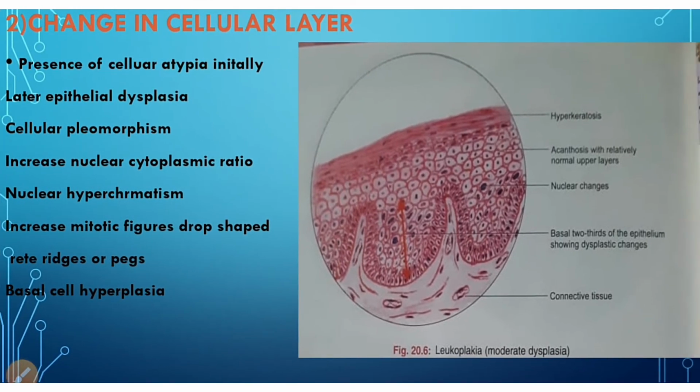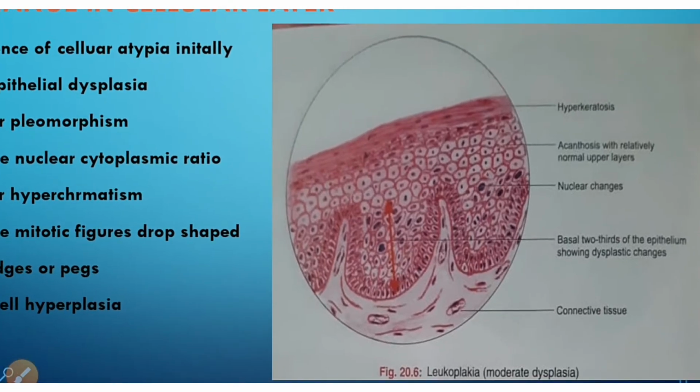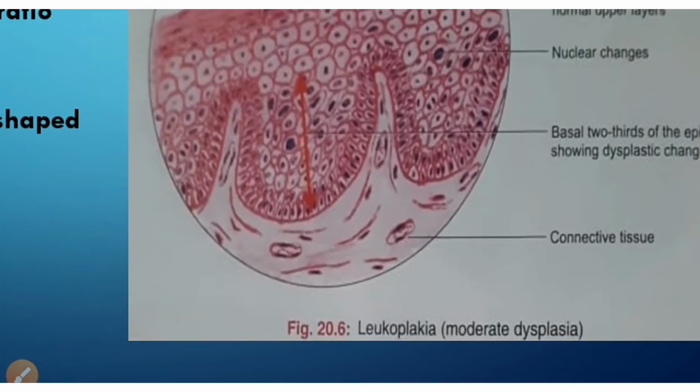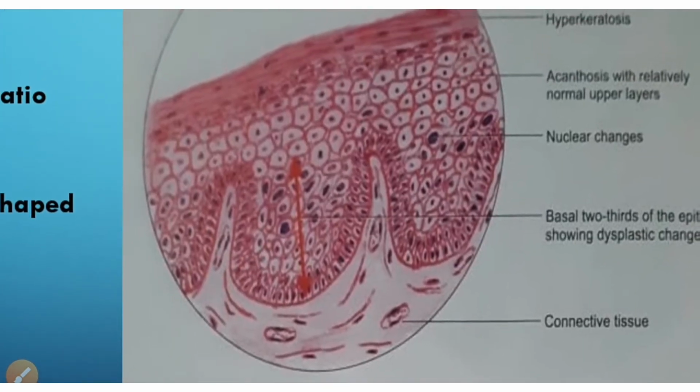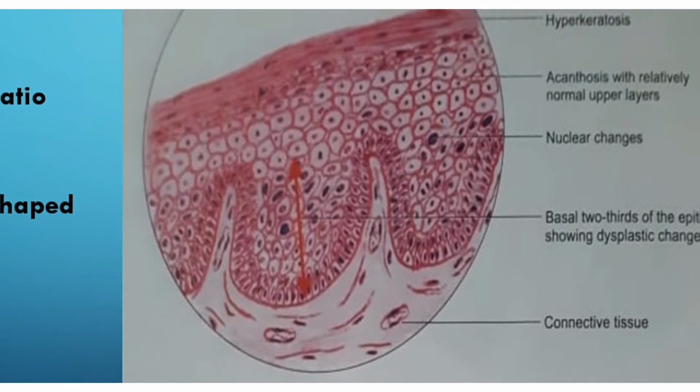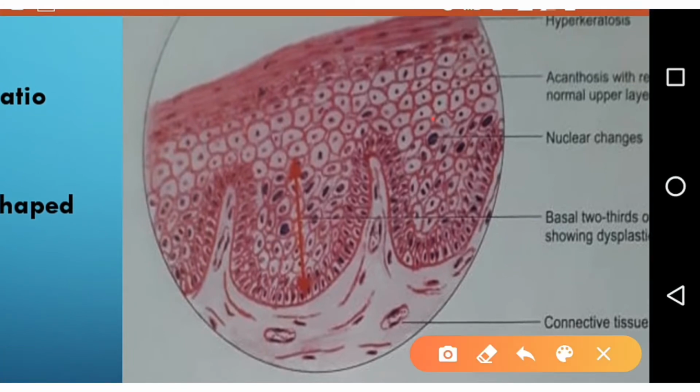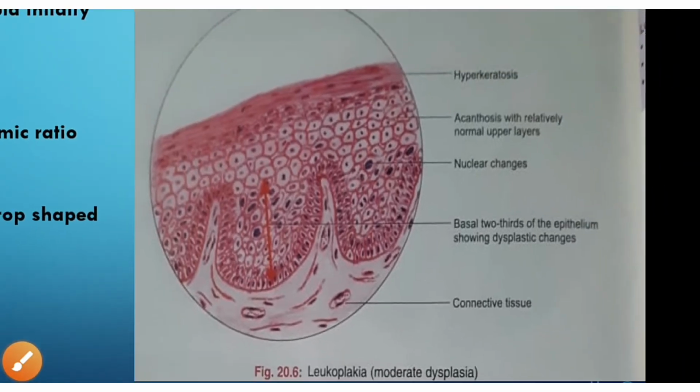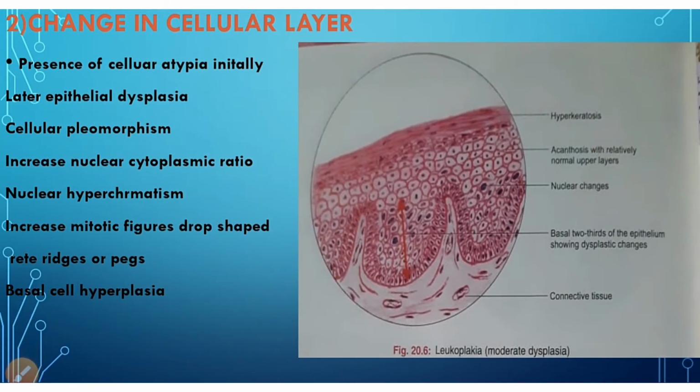And also there is an increase in the nuclear cytoplasmic ratio. In the normal cell there is a small portion of nucleus and a large portion of cytoplasm, but in some cells there is a larger portion of nucleus, as in here, and less cytoplasm. So the nuclear portion increases and the cytoplasm decreases. And also there is an increase in mitotic figures. So the mitotic activity increases and the cell number also increases.